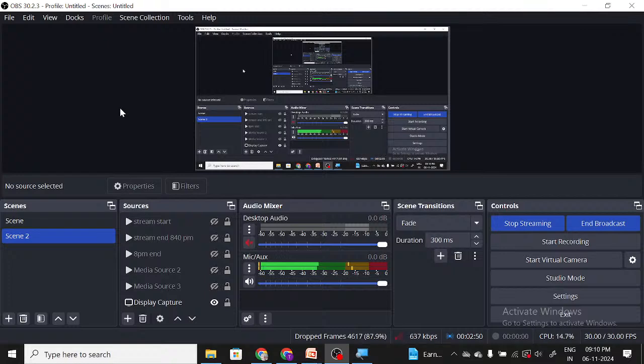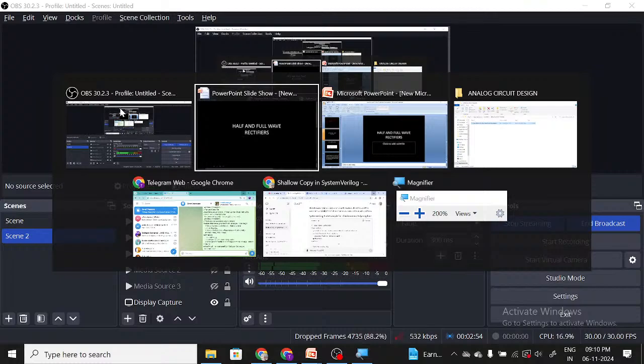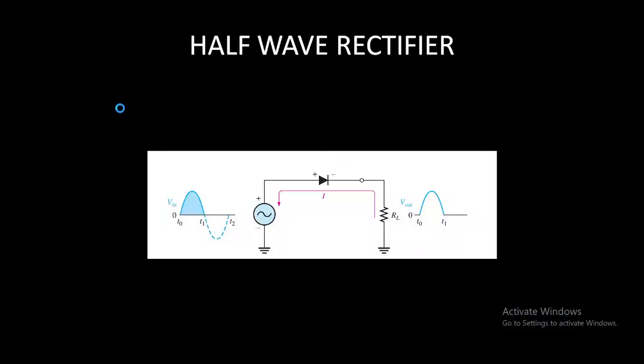Today's topic is half wave and full wave rectifiers. We will start with the half wave rectifier, and in the next session we will discuss full wave rectifiers. These are applications of the PN junction diode. So what is meant by a half wave rectifier?